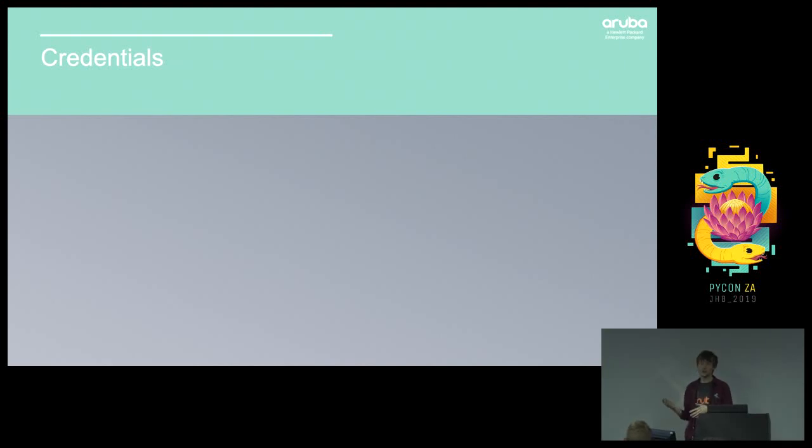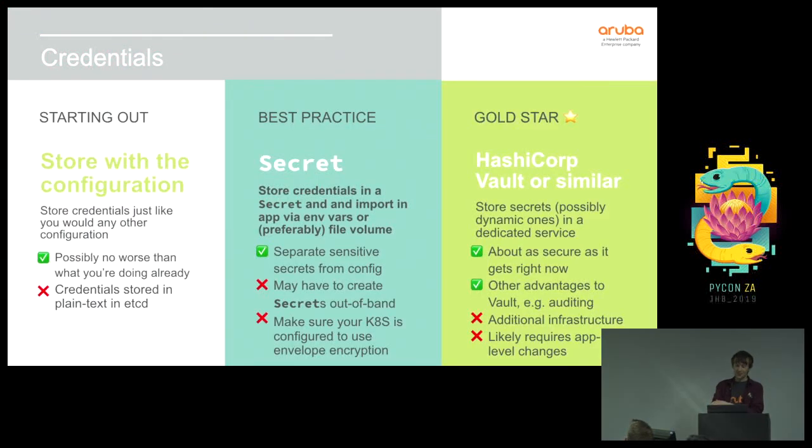By this I mean database username, password, API keys, that kind of thing. Things that you wouldn't want other people to get a hold of. So starting out, you probably could just put this in your config with the rest of your config. And maybe if you had good access controls on the config, that's not the end of the world. And it might not be any worse than what you're already doing.